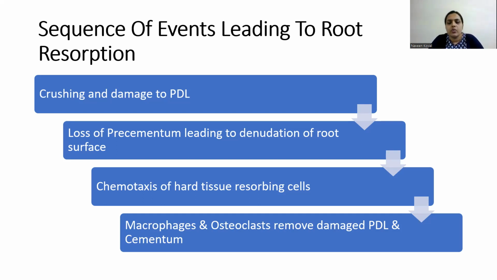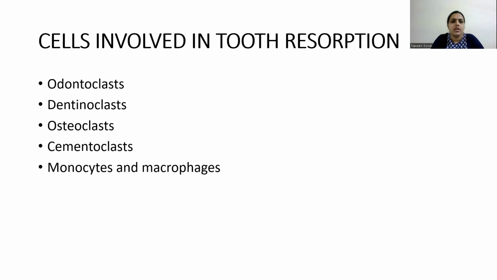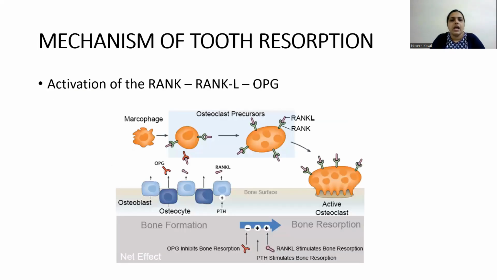Then macrophages and osteoclasts remove damaged PDL and cementum, and this resorption occurs. There are various cells involved in the resorptive process, which include odontoclasts, dendroclasts, osteoclasts, cementoclasts, monocytes, and macrophages. And now the mechanism of tooth resorption. There will be activation of the RANK-RANKL system.